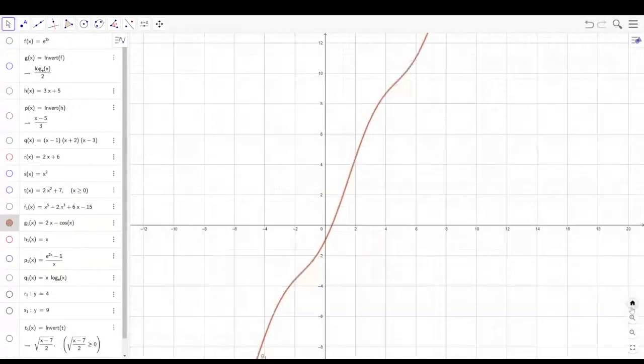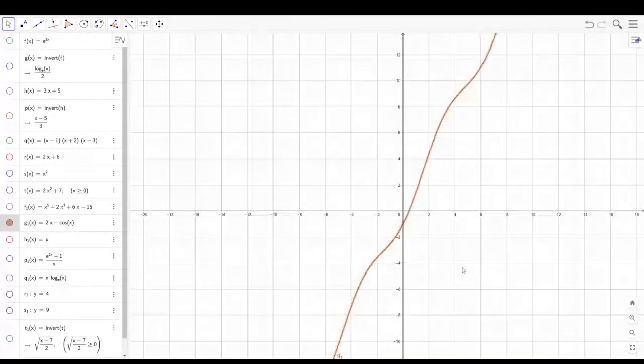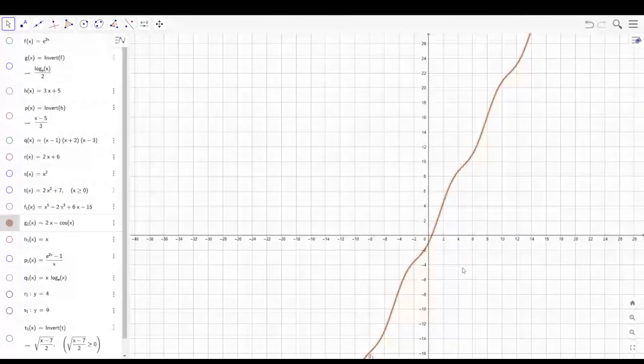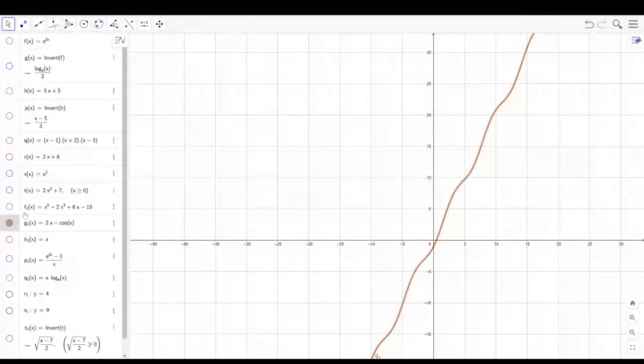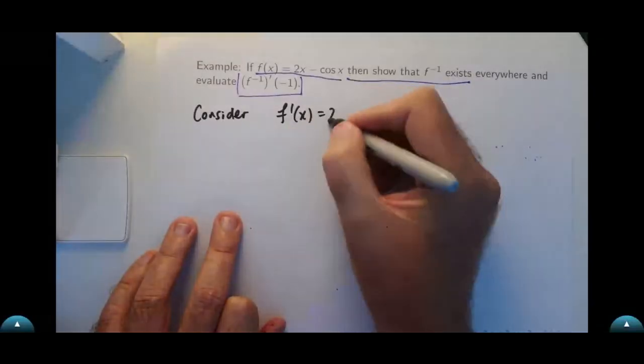Okay, you can kind of see that it's definitely an increasing function. It's a bit wobbly, but it's an increasing function. So what I'm going to do is show that the derivative is positive for this one, and that means it will be an increasing function.